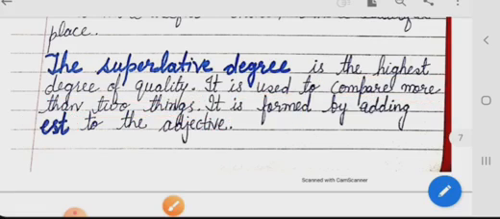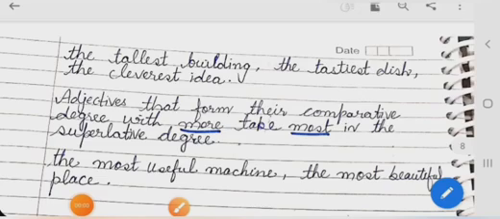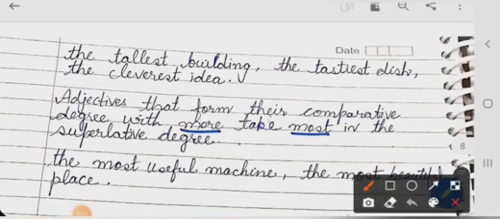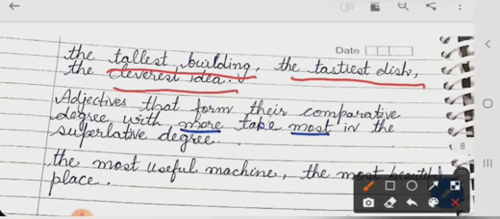Yes students, these were your degrees of comparison. I hope degrees of comparison are clear to you all. Students, these are the examples of superlative degree: the tallest building, the tastiest dish, the cleverest idea. You can see here that EST word is added here to make it a superlative degree.